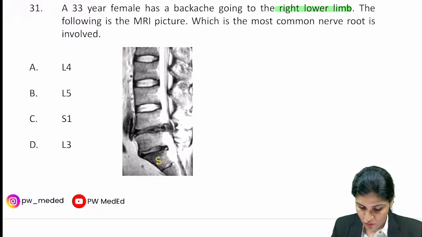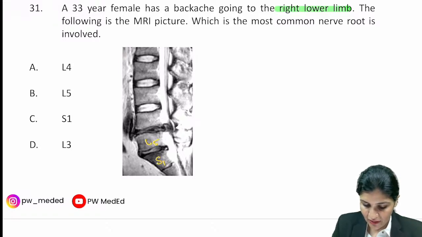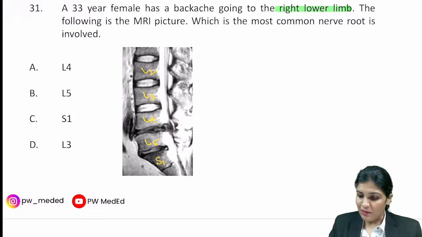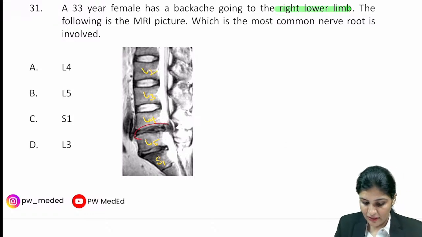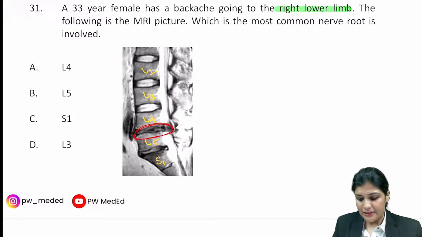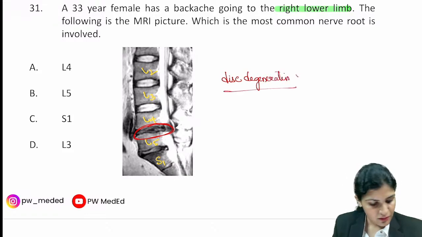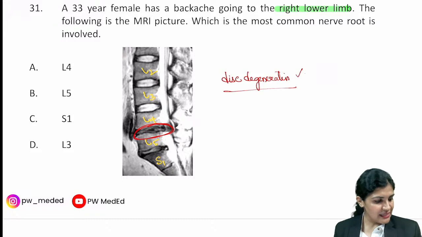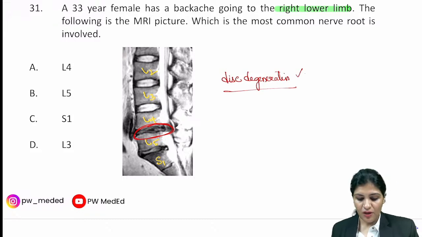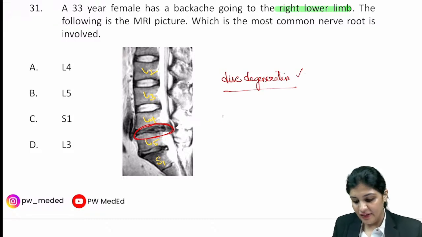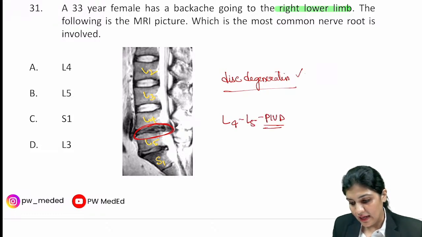So this is your S1. This is your L5, L4, L3, L2. So somewhere here you have seen this disc degeneration. Yes, very good. So L4 and L5 is the region which is involved. So L4, L5, this is the disc, and there is a right lower limb involvement here.